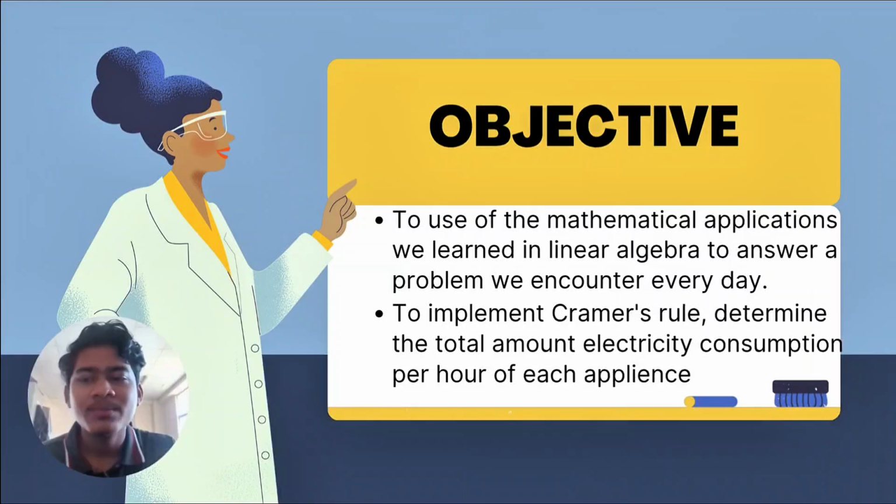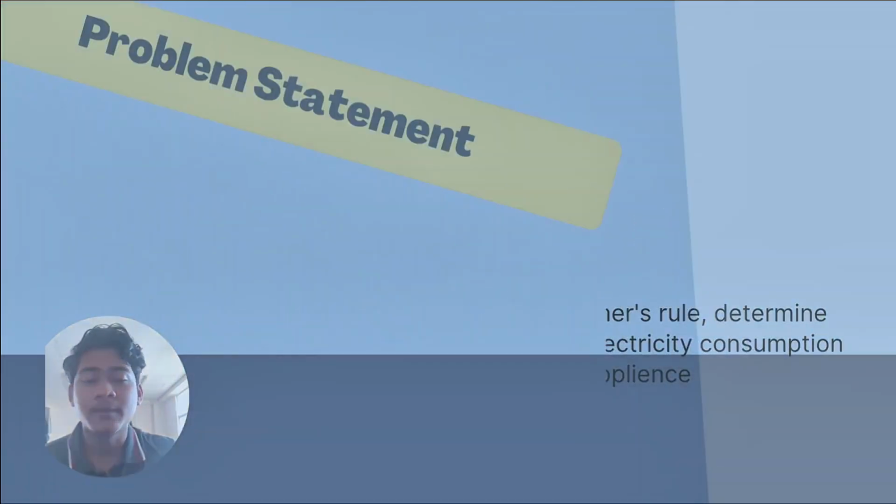Now, I will move to the second part, which is the objective. The first point is to use the mathematical application we learned in linear algebra to answer a problem we encounter every day. The second point is to implement Cramer's rule and determine the total amount of electricity consumption per hour of each appliance.